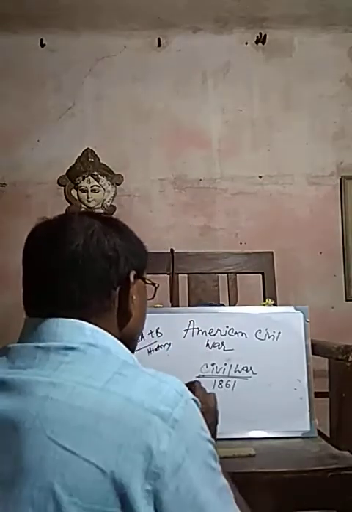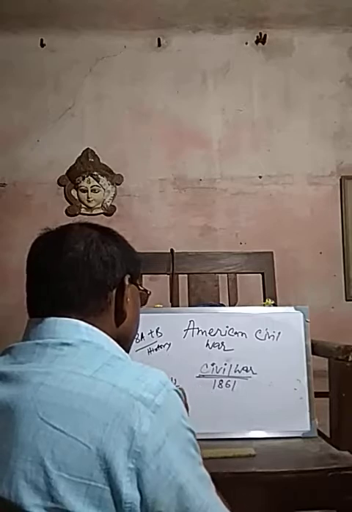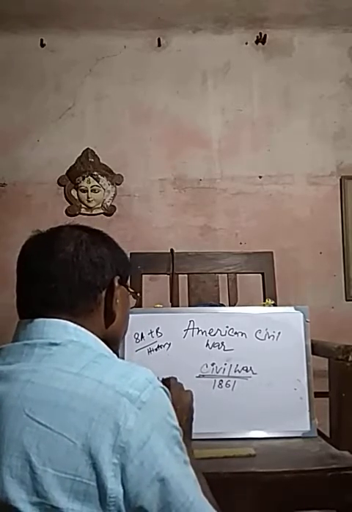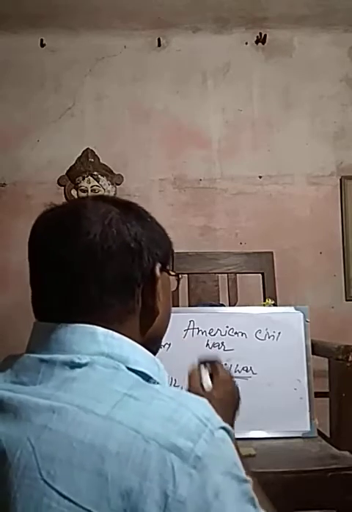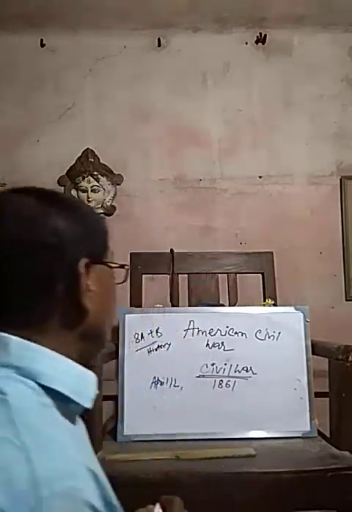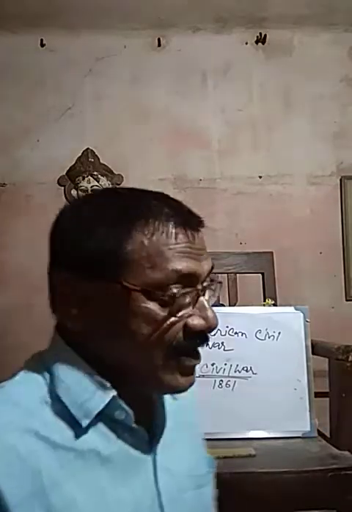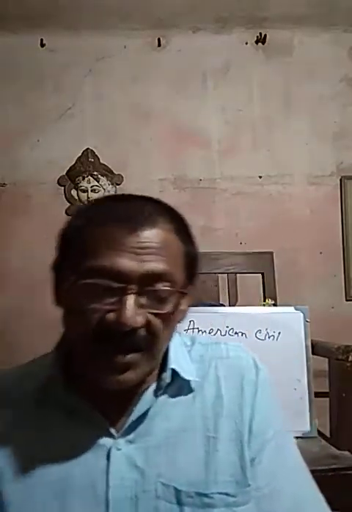On which date? April 12. On April 12, 1861, the civil war took place between the northern states and the southern states. The northern states were determined from the very beginning to defeat them.